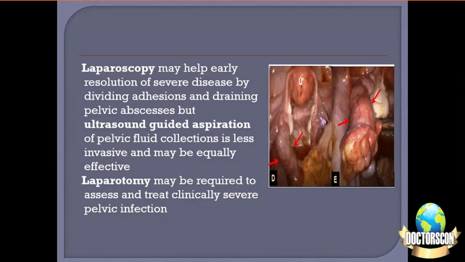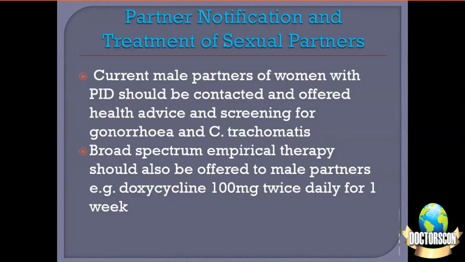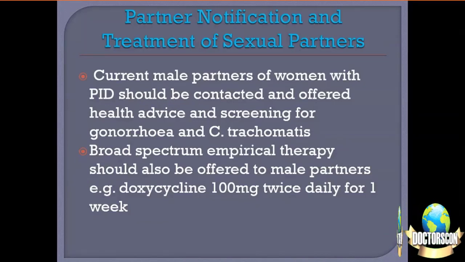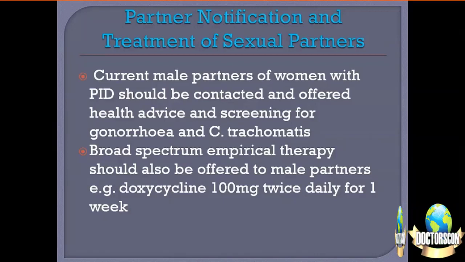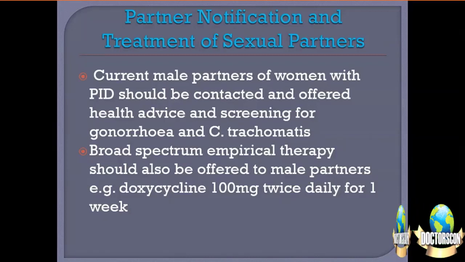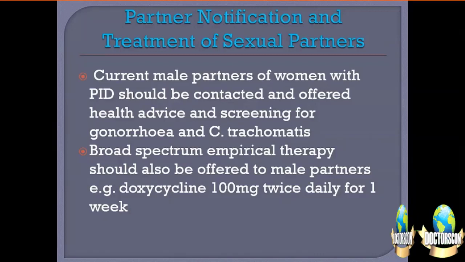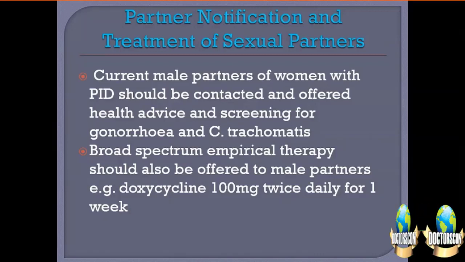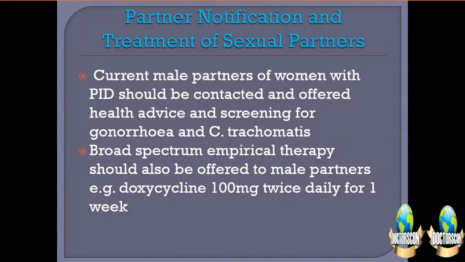And this is all done with a lot of confidentiality, and it is done through the genitourinary medicine clinics, which can actually contact and trace the sexual partners, provide them with health advice, and screen for gonorrhoea and chlamydia and other sexually transmitted infections such as HIV. And then they can be offered treatment, and unless the treatment has been completed, there should be sexual abstinence, or they should use safe sexual practices.